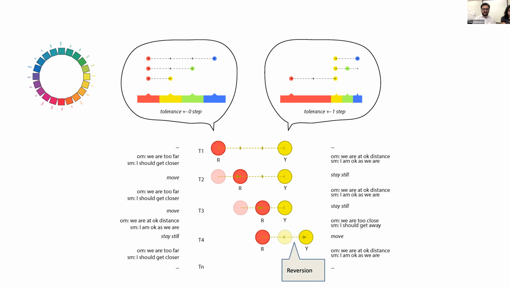Here we exemplified two different agents, red and yellow, and red may have a different tolerance to proximity than yellow. For red, one step away from yellow is okay. For yellow, that is too close. So from the perspective of two different agents, the idea of being close or far away is not exactly the same. We call that the tolerance, and the tolerance leads to imperfect action.